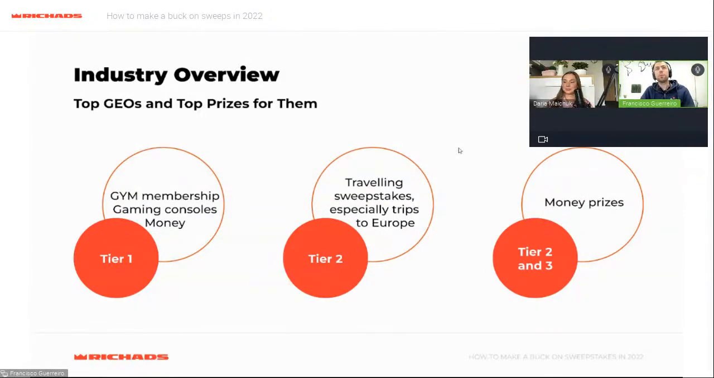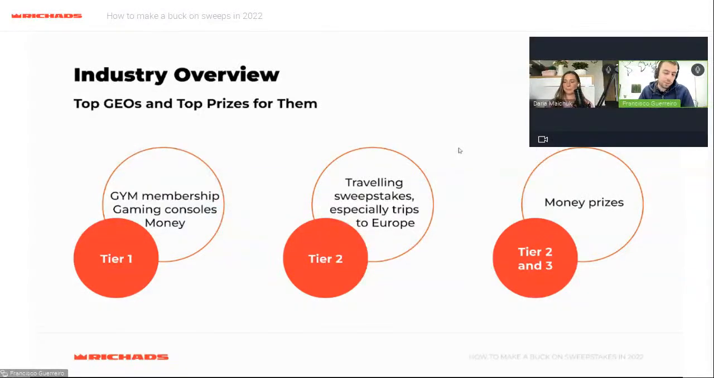Now for tier two, Latam, Asia, those types of countries, developing countries that have been growing in purchasing power in the last few years, one of the top verticals that has been gaining traction in sweepstakes is traveling, especially free trips to Europe. That has been something that I've seen gaining traction in these verticals. And money, of course, money is always key.